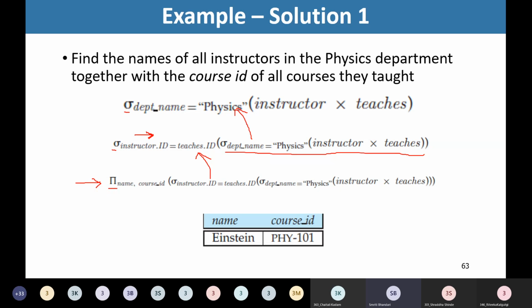After writing this final query, we will get the output like this: the name of the instructor in the physics department along with the course ID of the course that instructor teaches. Einstein is the instructor who taught the course Physics 101. That is the only course taught by this instructor, and no other instructor from the physics department is teaching any other course. So this would be our output.